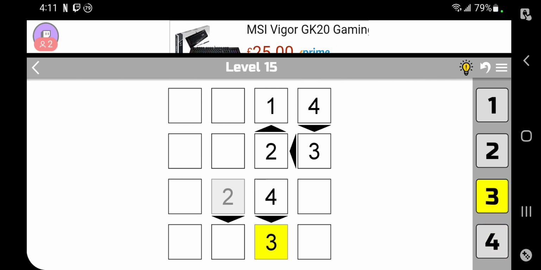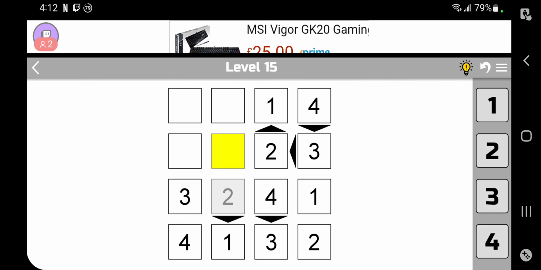Great stuff. Got this column to satisfy as well. We're missing a 2 and a 1 from this column. We've already got a 2 in that row, so that must be the 1. That must be the 2. 2 must be greater than a 1, and then we're missing a 4 from that row. We're missing a 3 from this row as well.